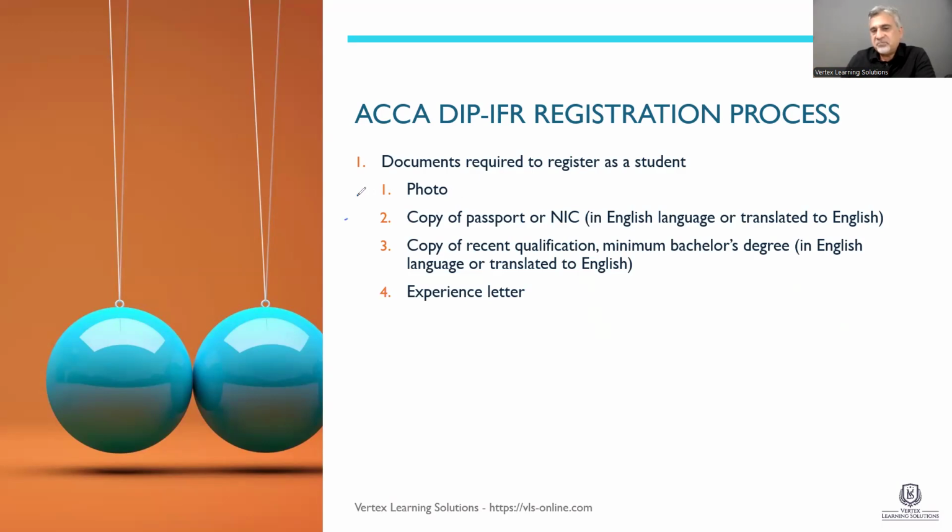Your photo, not a big deal. A copy of your passport or your national ID card. It should be in English language. If your passport is not in English language, you have to translate it, okay? Sometimes it is possible that your passport is in Arabic or some other language. You need to translate it. Then a copy of your recent qualification. I use the word recent because you probably have done bachelor's or master's. So if you have done either bachelor's or master's, 1 degree is enough, master's. Give the last one.